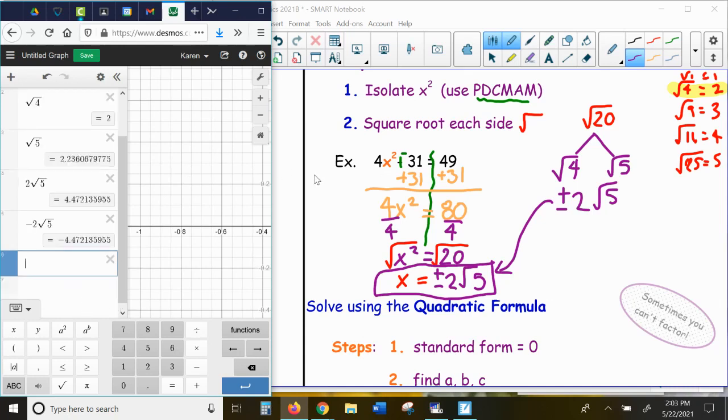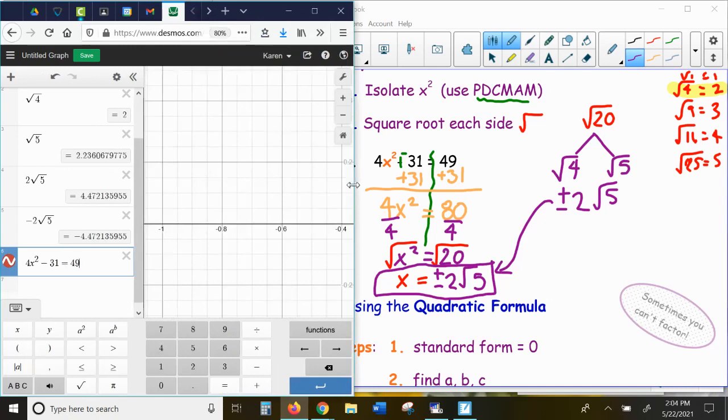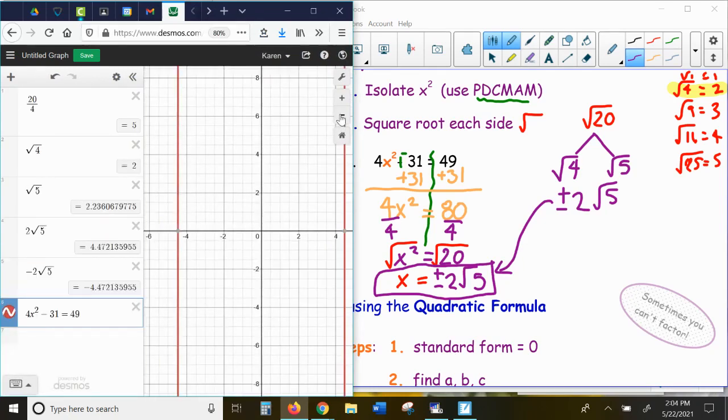And we can even graph it if we want. Let's put in 4x squared minus 31 equals 49. Look, there it is. It crosses right there and crosses right there, exactly like we just came up with. But remember, sometimes you don't get Desmos. But you can see that those are the 2 solutions. Remember, solutions are x-intercepts or zeros or roots, and there we have them.